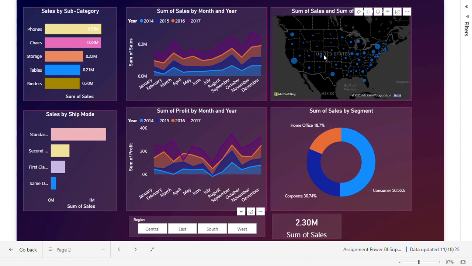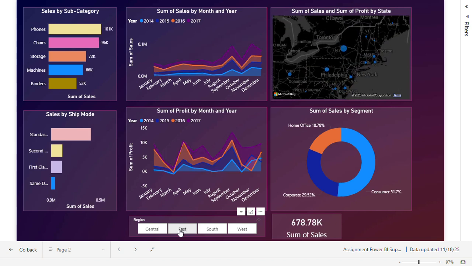state level observations, like California and New York are the biggest revenue contributors. Texas, despite high sales, often shows negative profit. Also, smaller states like Wyoming have low sales but surprisingly good profits.